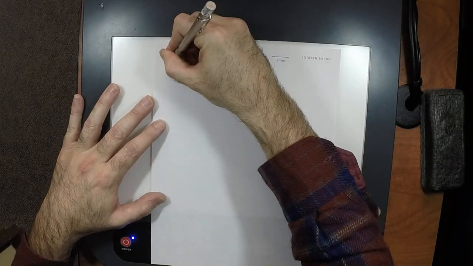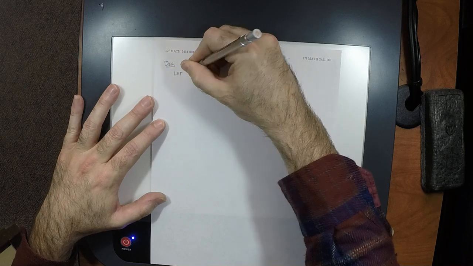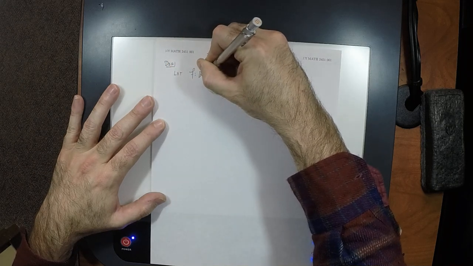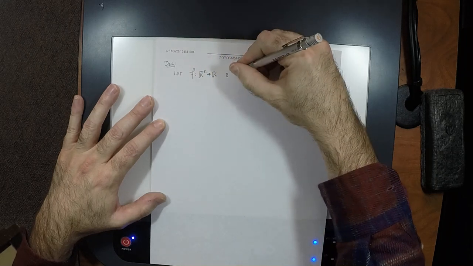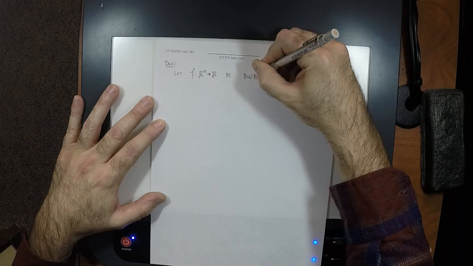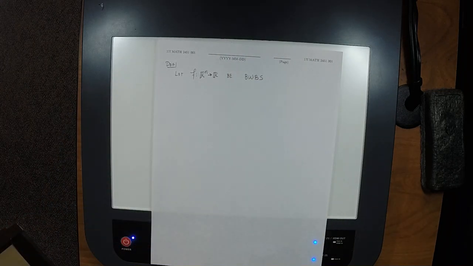Suppose that, so definition, let f from R^n to R be, what does this mean? Bounded with bounded support. That means that you could take the set of everywhere where the function is not zero, its support, and you could draw a big ball around it. So that is to say, if you get far away from the origin, this function is zero everywhere, if you get far enough away. Furthermore, on this set, the function itself is bounded. It never goes too far toward negative infinity, and the image never goes too far toward positive infinity.